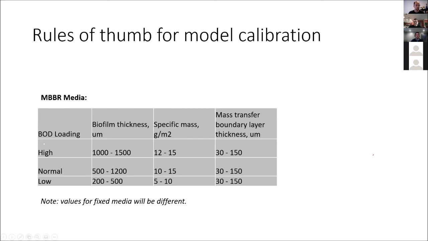With higher BOD loadings, you expect to see higher biofilm thicknesses. And if you have a variable thickness biofilm model, then hopefully it's predicting that for you. But if you don't, then you need to manually input that. And the same goes for the specific mass of the biofilm, that is to say, how many grams of dry solids there are per square meter of media. And then the mass transfer boundary layer thickness also can be variable.